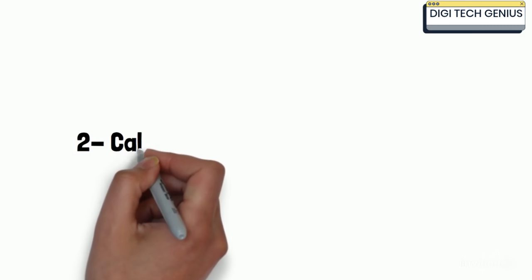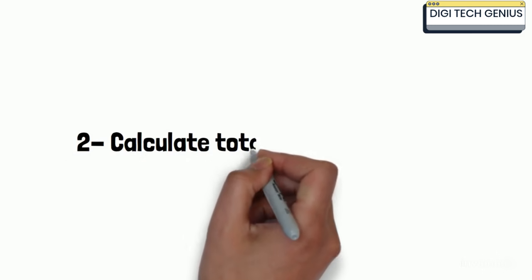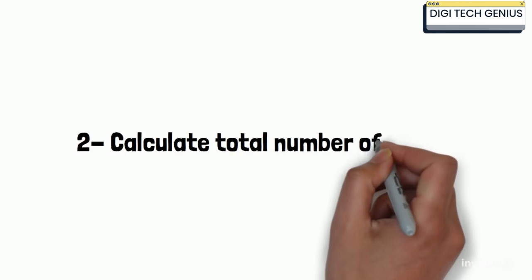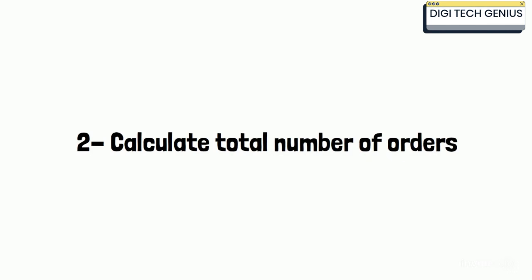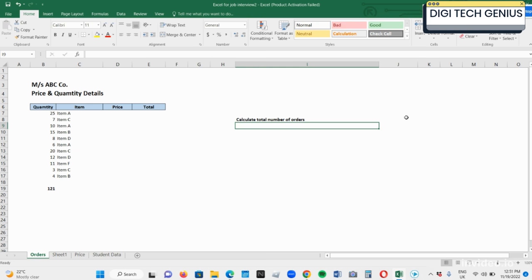The next question based on our Excel sheet could be to calculate the total number of orders which we have placed. So we have to tell them how many orders we have placed to the supplier. So let's see how to calculate the answer of this one. To answer our next question, the total number of orders placed to the suppliers, how can we answer that?